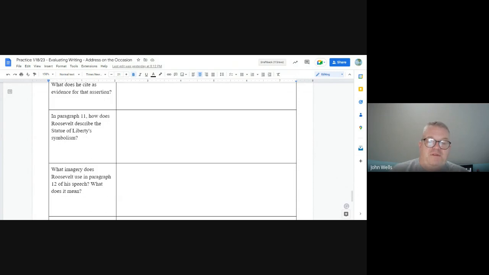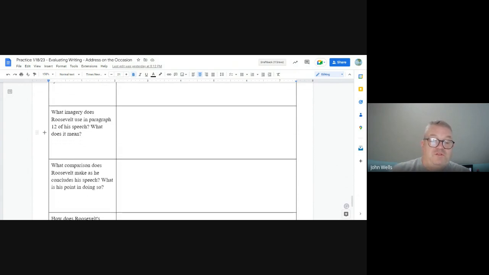In paragraph 11, how does Roosevelt describe the Statue of Liberty symbolism? So when he says the Statue of Liberty represents this, how does he say that? What does he use? What language and ideas and images does he use to get that point across?